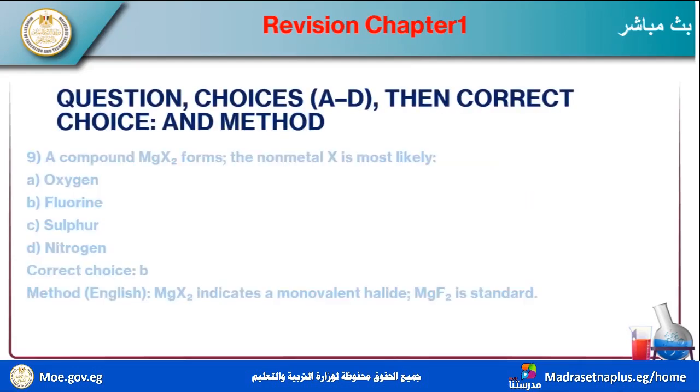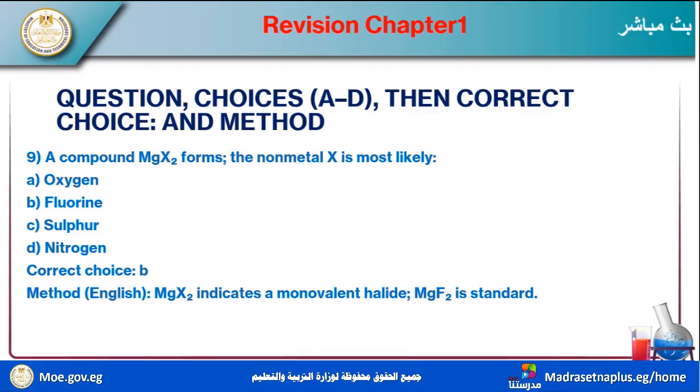Number 9. Next, we find a compound MgX2 forms, the non-metal X is most likely... magnesium with X2, magnesium is divalent. X must be monovalent. MgO, no, this is divalent. MgF2, yes, this is true, that's correct. MgS, this is S2, no. Mg3N2, no, this is not the true answer.